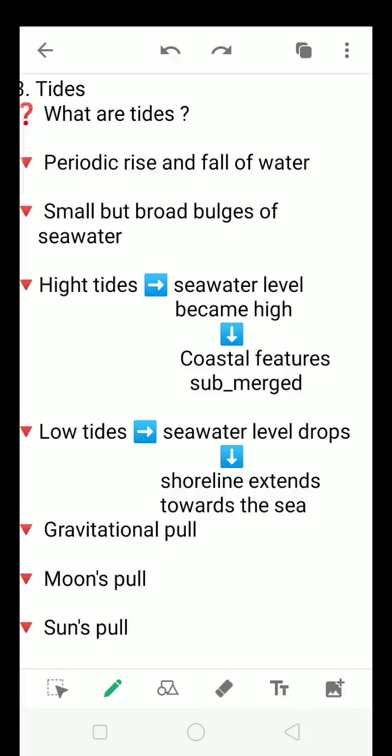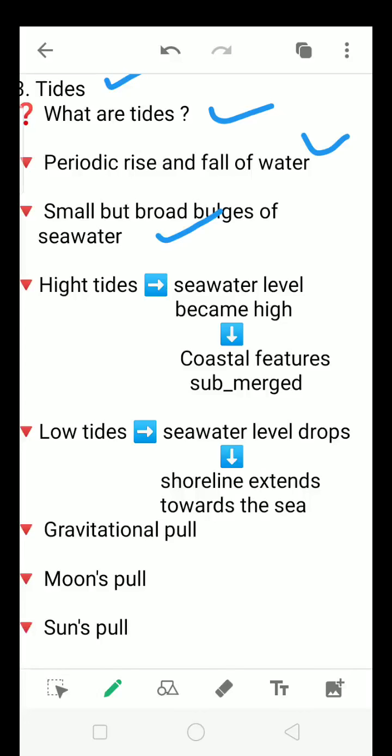Now we will go towards the third type of movement of the ocean water in the sea. This is called tides. What are tides? Tides are periodic rise and fall of the water. These are small but broad pulses of sea water. If you ever observe the sea water movement, you see the high and low fall of the water. These are called tides. This is the movement of the water in which we can see small and broad blocks of sea water.